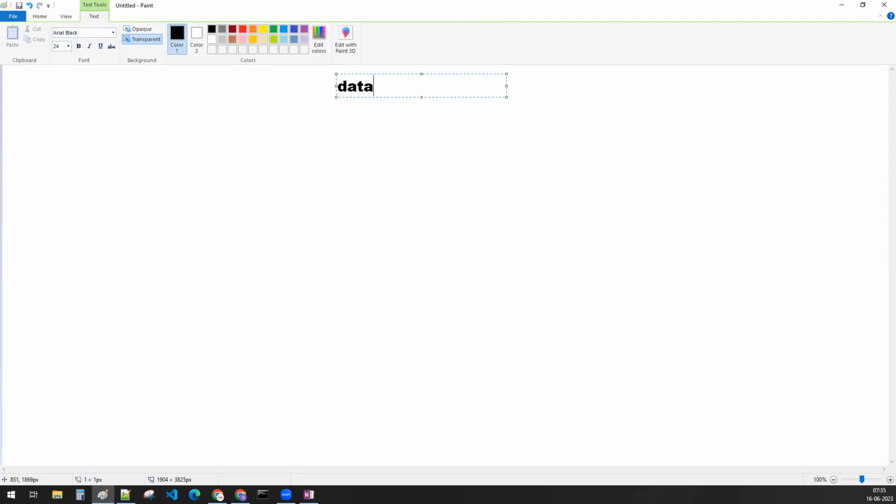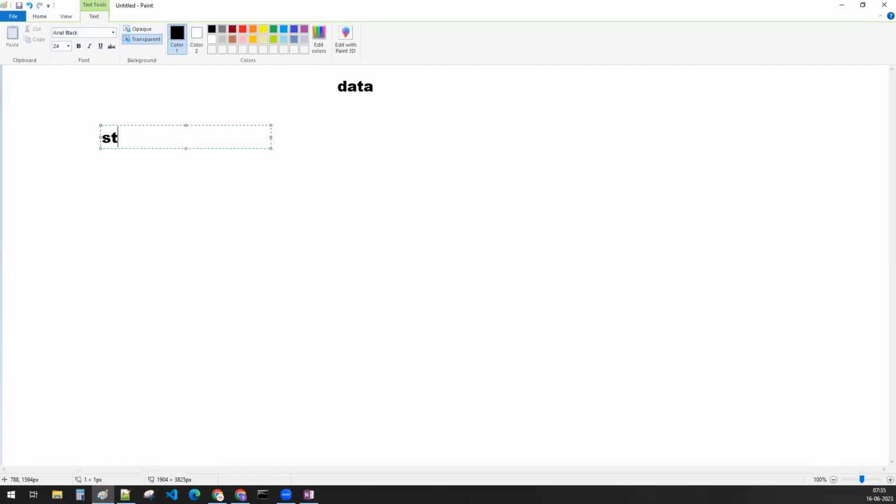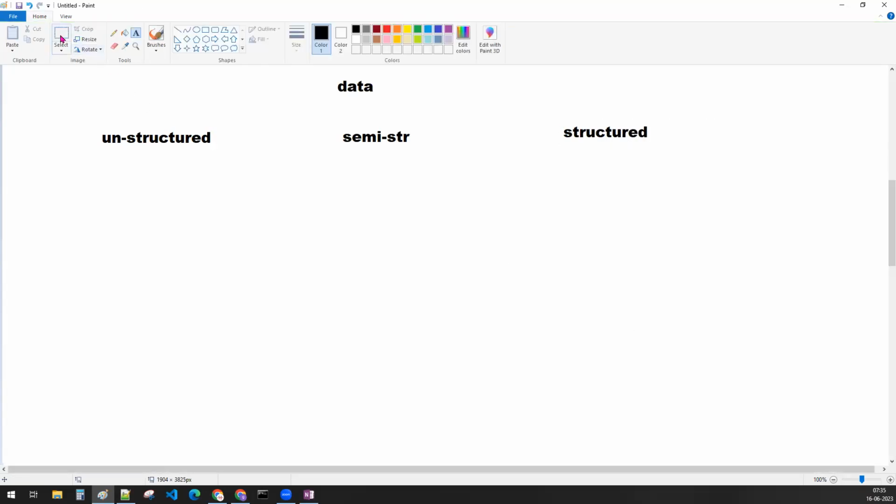When you look at the data, there are different formats of data, guys. So you can think of the classification of data like this. For example, you have structured data, unstructured data, and semi-structured data. So when you are working in the data field, these are the classifications of data that you are looking at: unstructured data, semi-structured data, and structured data.